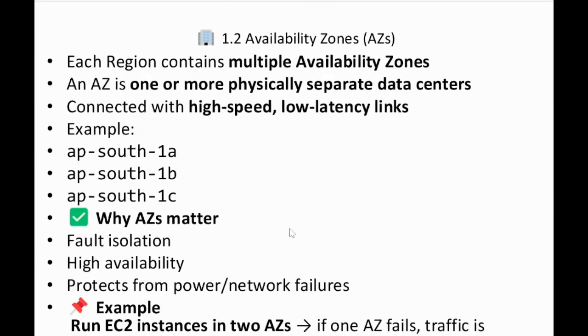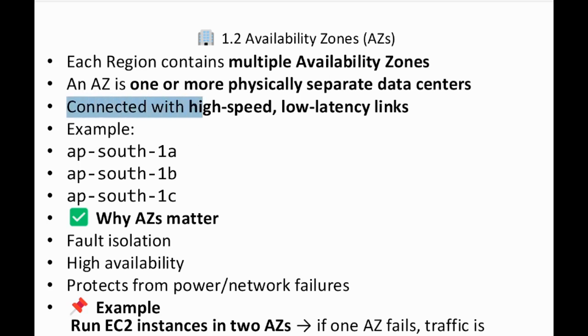Second one is availability zones. What is this? Each region contains multiple availability zones. An availability zone is one or more physically separate data centers. So one or more physically separate data centers are available in each availability zone. Each region contains multiple availability zones, and each availability zone has one or more physically separate data centers. This is the difference between the region and the availability zones.